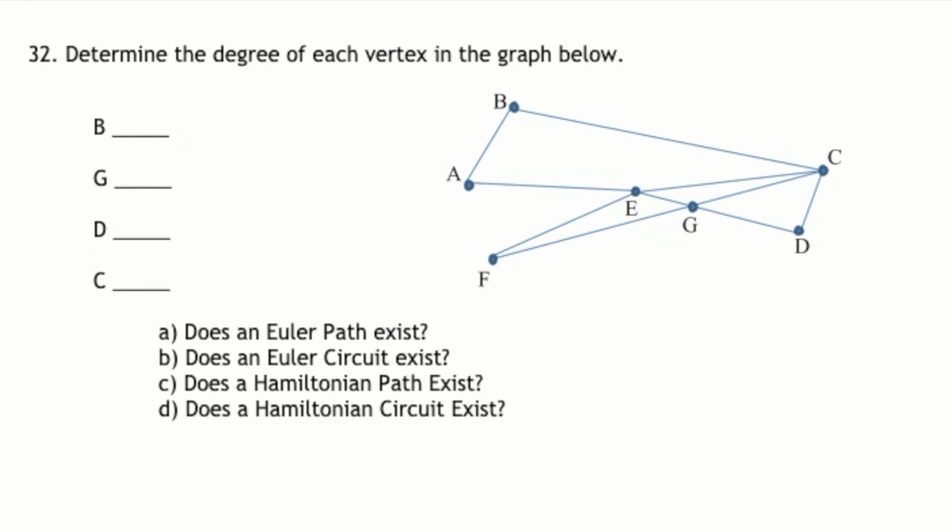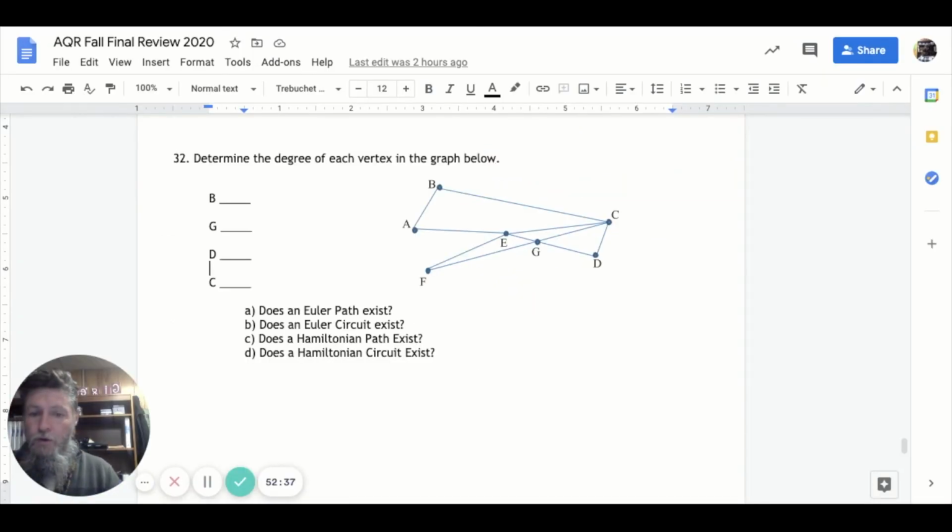All right? So B has 2, G has 4, D has 2, C has 4. We've already determined that. What about A, E, and F? A has 2, E has 4, and F has 2. They all are even. So A and B are fine. They work. That's an Euler circuit, which means an Euler path also exists.